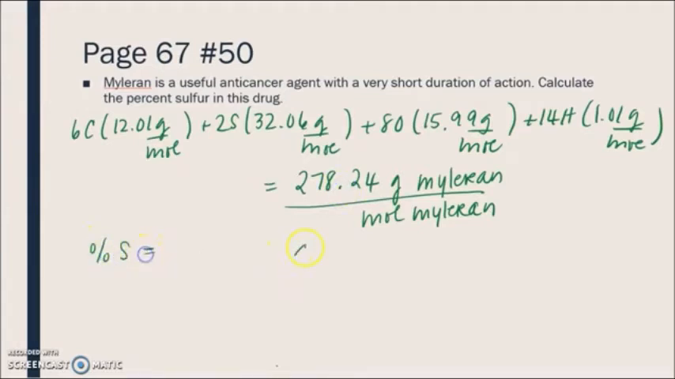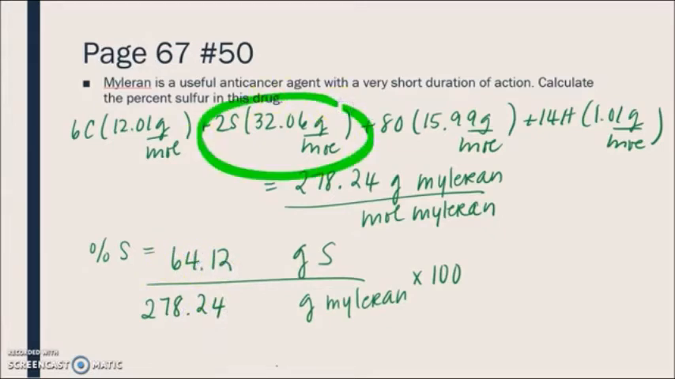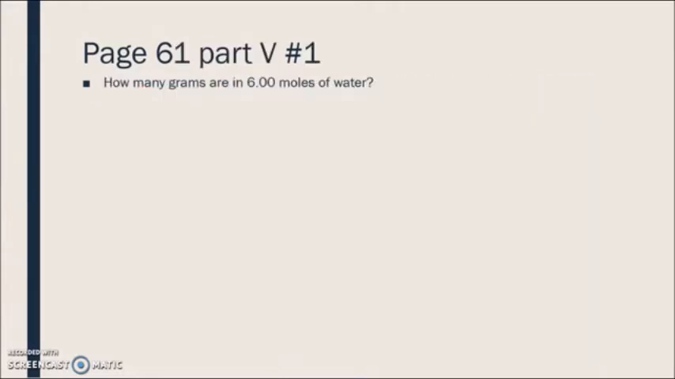And then when you're trying to find percent sulfur, remember it's grams of sulfur over grams of mylarin times 100. And then you just pick the numbers that you need from up there. So 278.24 for that, and then 64.12 for that, because you need both of those sulfurs that we had. Times 100, we need 4 sig figs, so you should have gotten 23.04%.